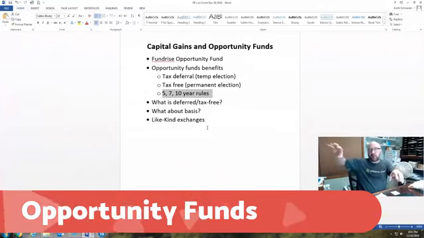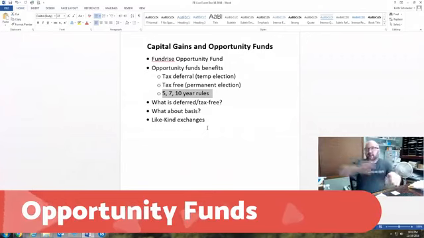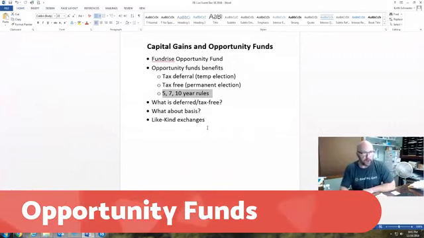In 10 years, if it grows to $10 million, you don't pay tax on the difference between the 1.6 you put in and the $10 million. All that gain is tax free. That is the 10-year rule here.